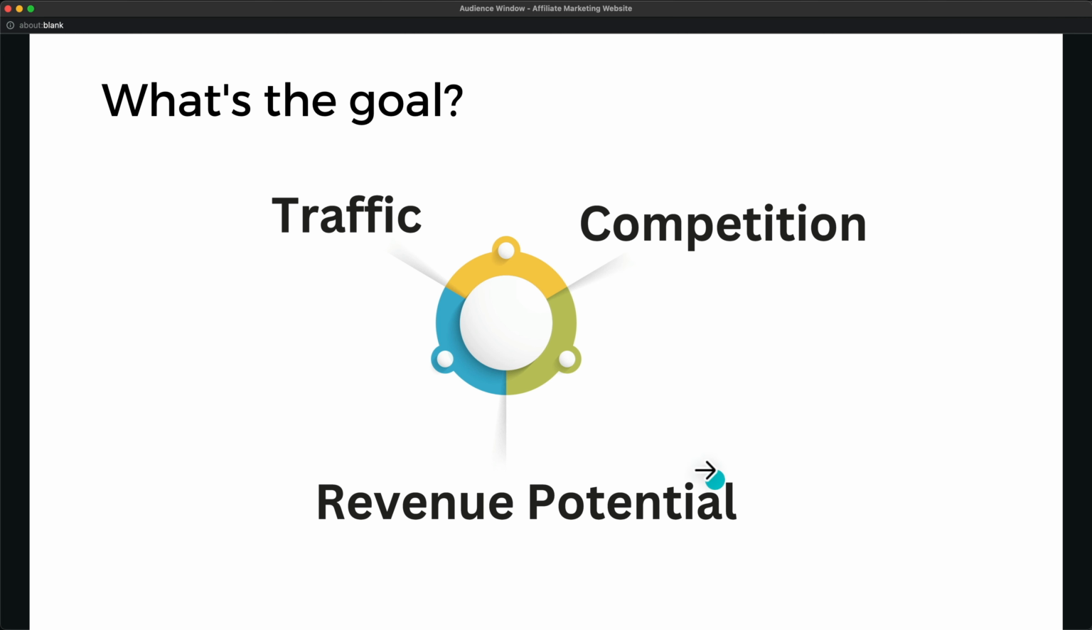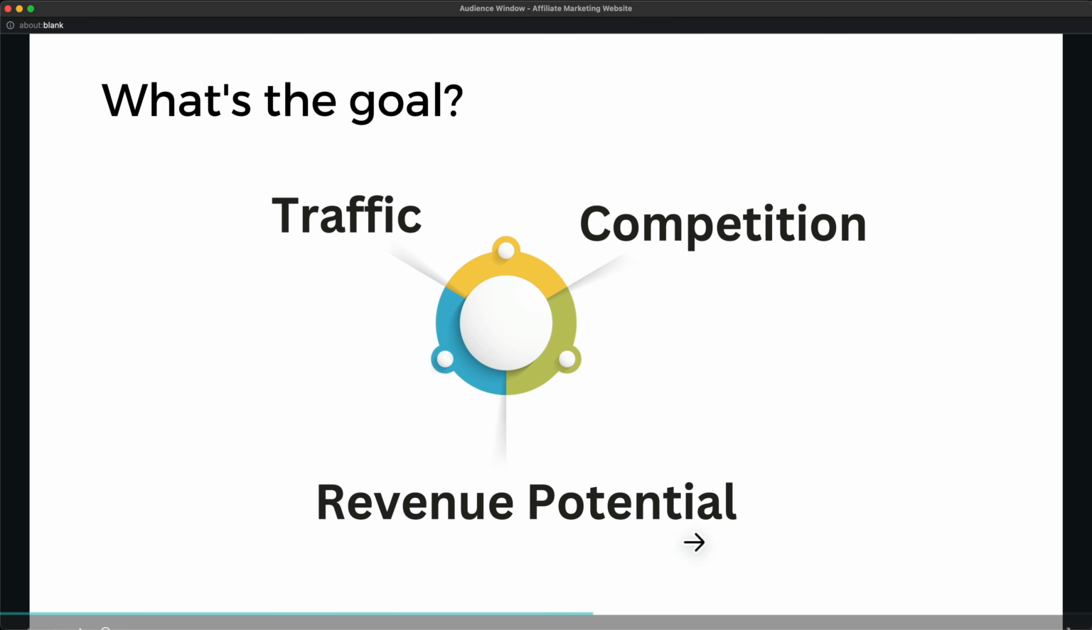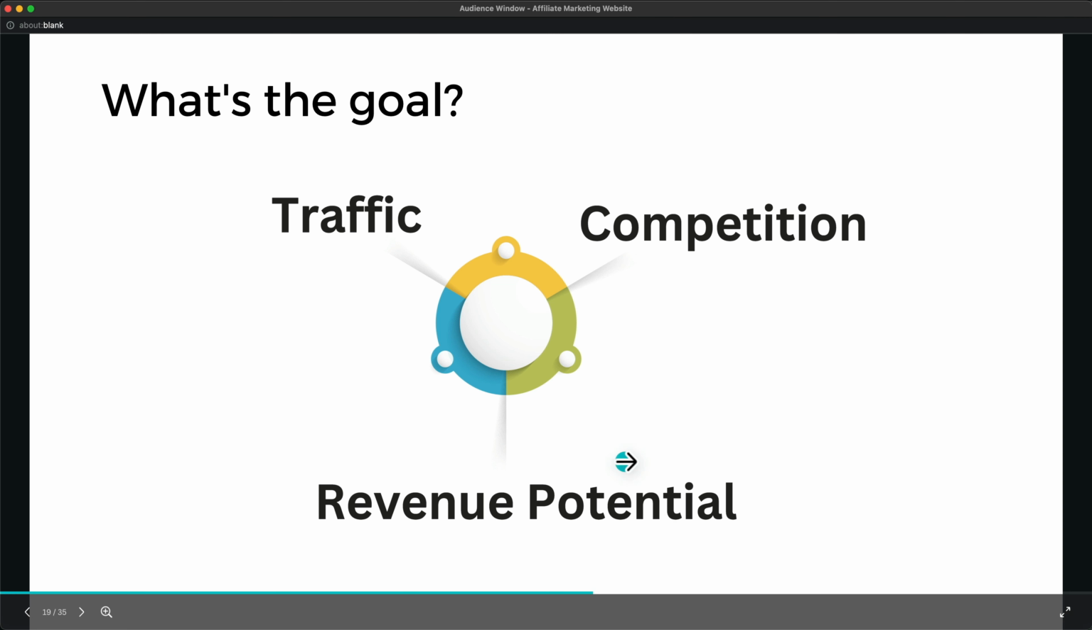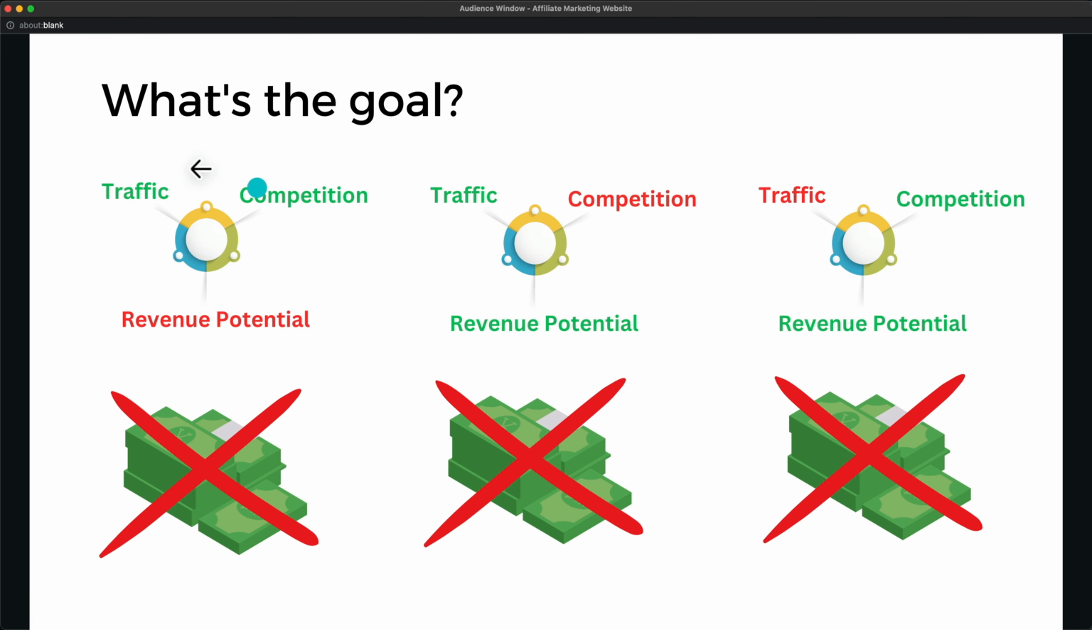And then we also need to make sure that the search term actually has revenue potential, meaning people who are searching for that term are about to make a purchasing decision. So just to make this absolutely clear, we want every one of these 3 things to be in the green. For example, if you have a lot of traffic and no competition, but there's no revenue potential, we don't make any money.